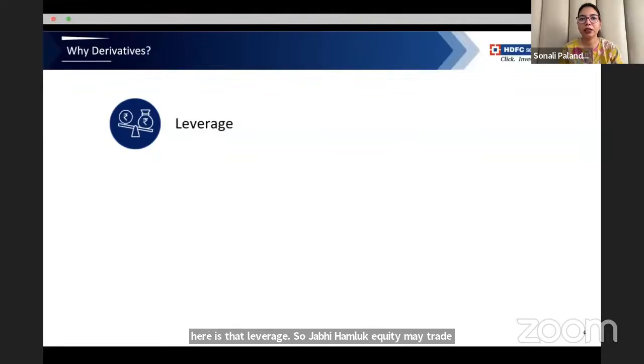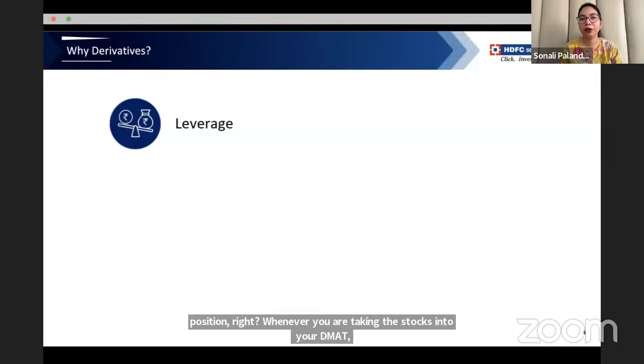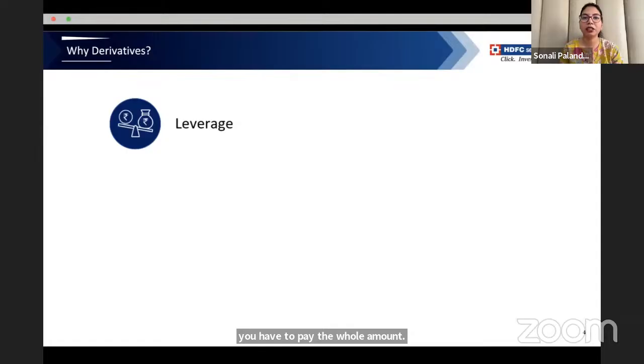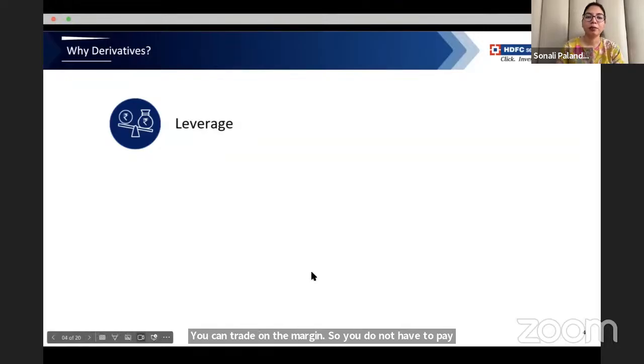Whenever you are taking an overnight position, whenever you are taking the stocks into your demat, you have to pay the whole amount. But when you are trading in derivatives, you get the margin, correct? You can trade on the margin, so you do not have to pay the full amount. So this is the best advantage that we get with derivatives.